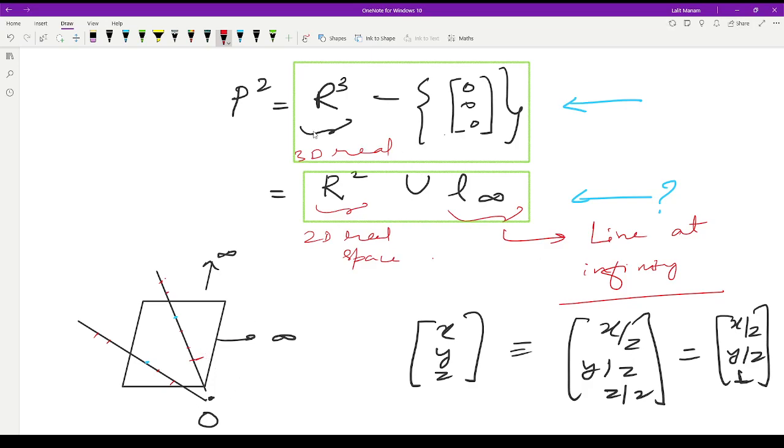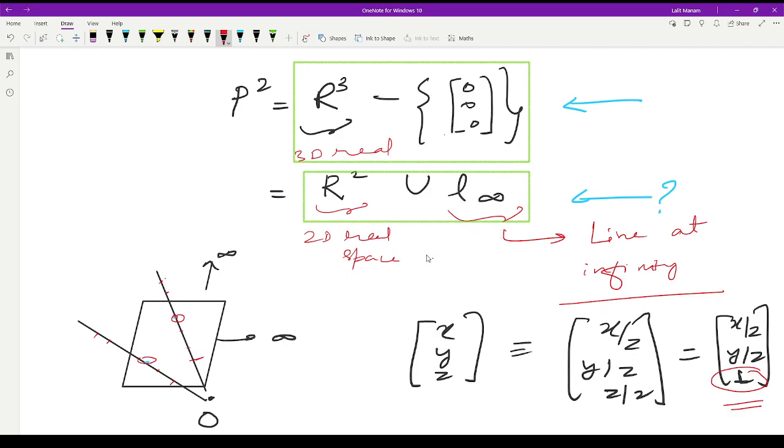So what is this? If I fix this plane and only use the points on this plane, it is nothing but R2, right? 2D real space, just written in three dimensions, but it's ultimately a 2D space which we have embedded in the 3 dimensions. Agreed? So this 2D real space is the one that I'm talking about, x by z, y by z, and 1. And then comes the line at infinity.